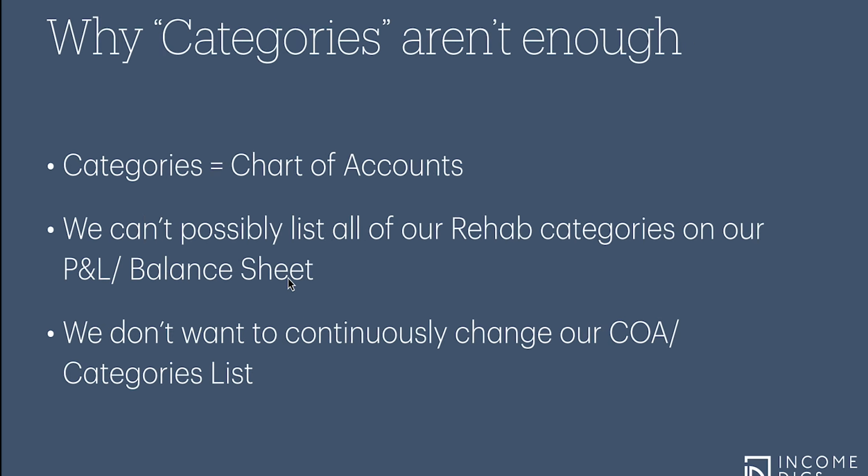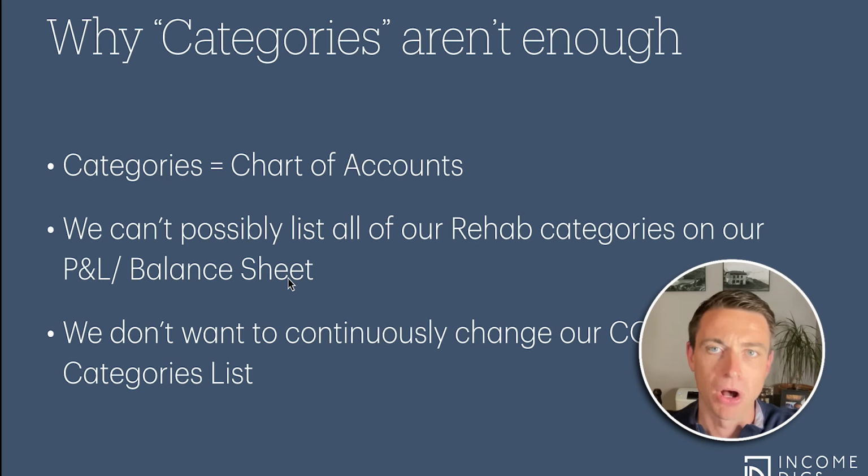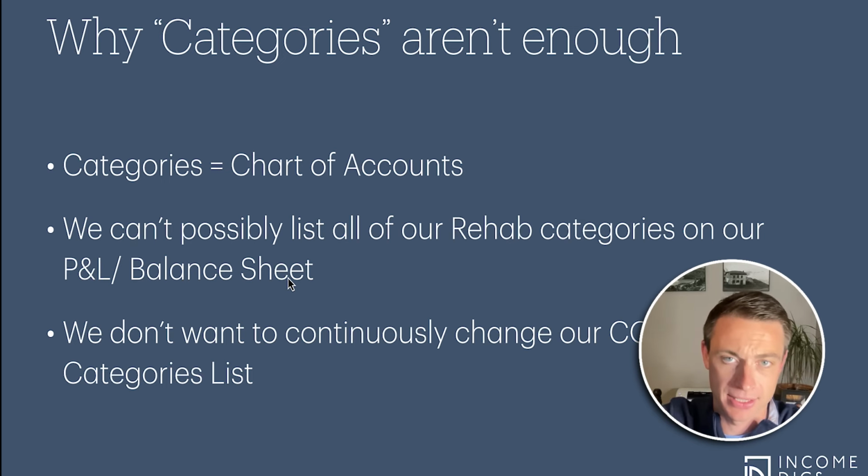All right. So why aren't categories enough? Categories define our chart of accounts, right? You saw me put it to CapEx. You saw me put it to rehab. We have a tendency to list all of our cost codes, our cost categories. What we're talking about here is demolition, drywall, rough electric, rough plumbing, all of those types of categories. The tendency is to list those all as chart of accounts.